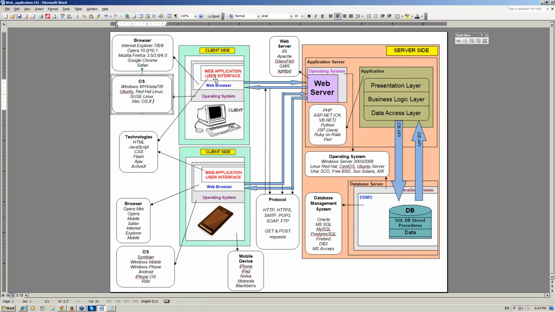is an application. Which browsers? Internet Explorer 7, 8, 9, I don't know, whatever versions, Opera, Mozilla Firefox. Definitely we have more versions here. Maybe I have to remove the versions, Opera, so it doesn't look obsolete. So we have different browsers.